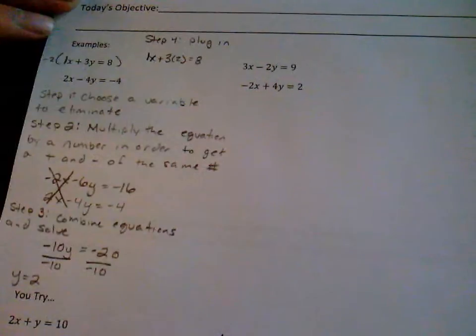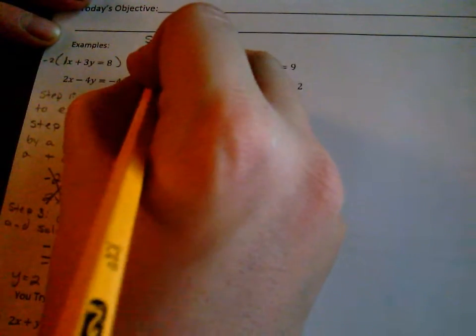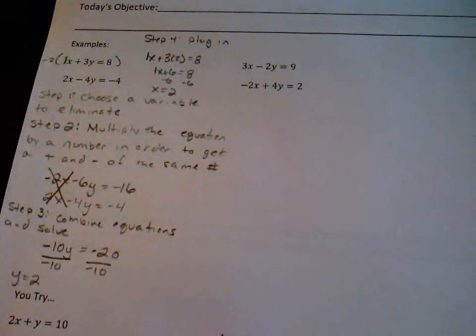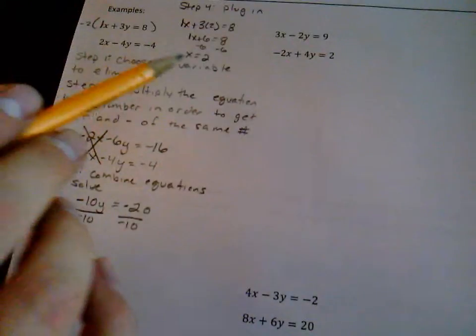So it's become 1x again plus 3 times 2 equals 8. And then from here I just solve. I get 1x plus 6 equals 8. Subtract 6. x gives you 2. So you know y is 2 and you know x is 2.